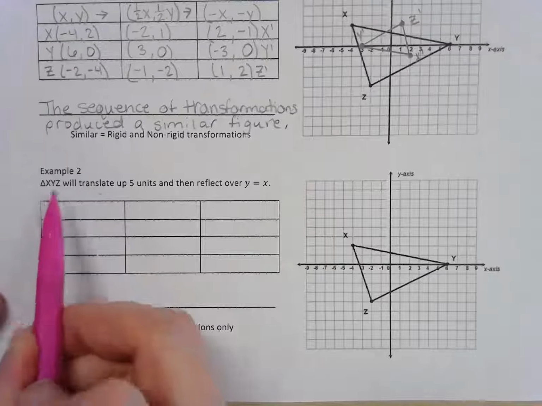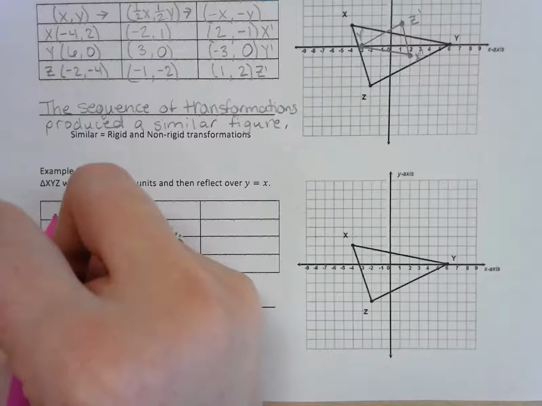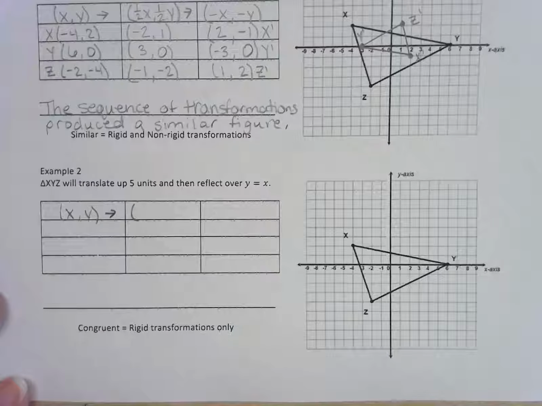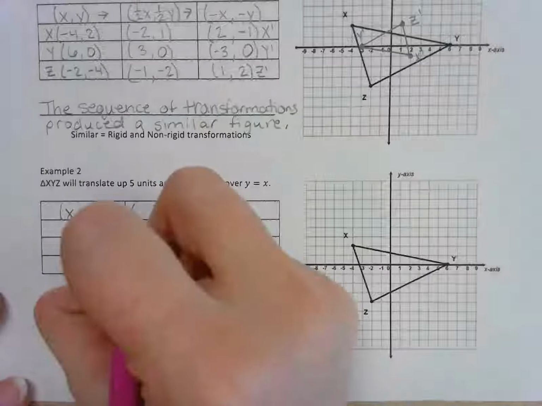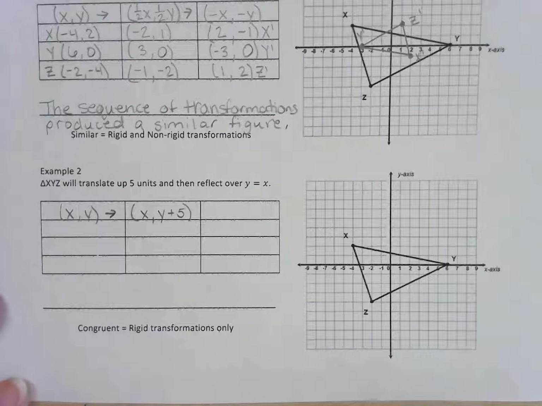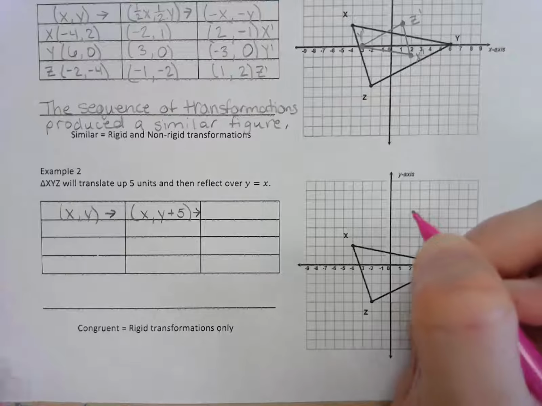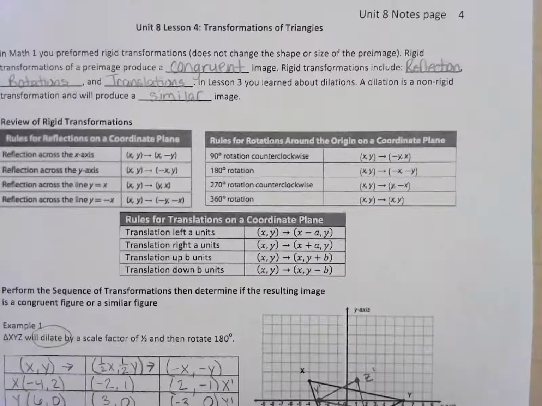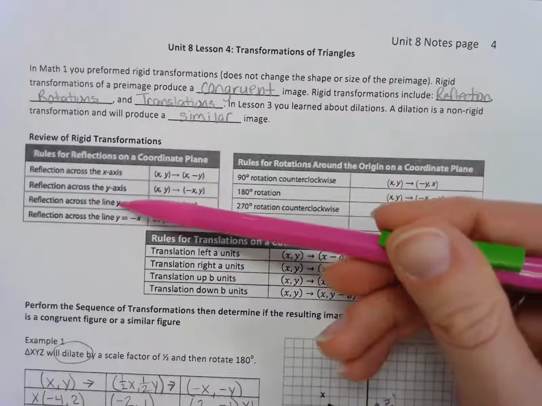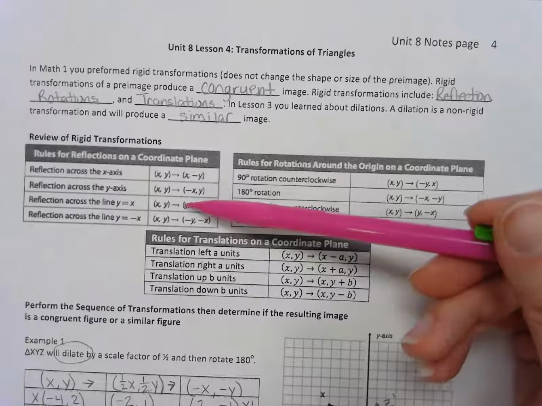Here we're going to have a triangle that's going to translate up 5 units and then reflect over the y-axis. So again, start with your coordinate notation. Translating up 5 units, your x value will not be changed. Your y value is what will change by adding 5 to make it go up 5. And then our reflection across the y equals x line, go back to your chart for reflections. If it's a reflection across y equals x, here's our coordinate notation. It says that we're going to swap our x with our y.